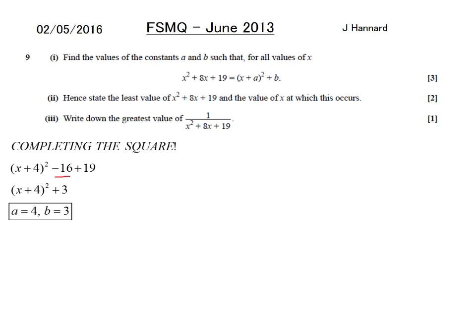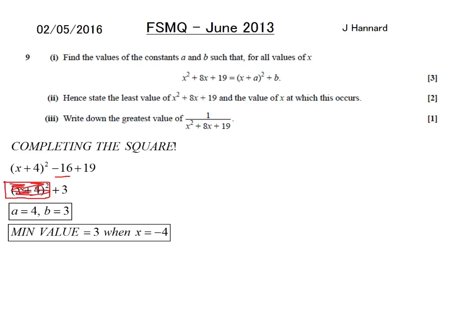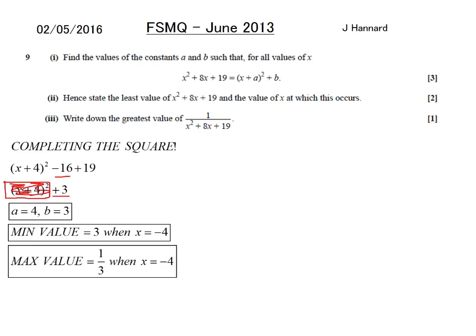Hence state the least value of x squared plus 8x plus 19 and the value of x at which this occurs. So we need this little bracket to dissolve, and therefore it'll become a minimum point. So the minimum value equals 3 when x equals minus 4. So if this disappears, that x must have been minus 4, and we're just going to be left with 3. The max value equals a third when x equals minus 4.